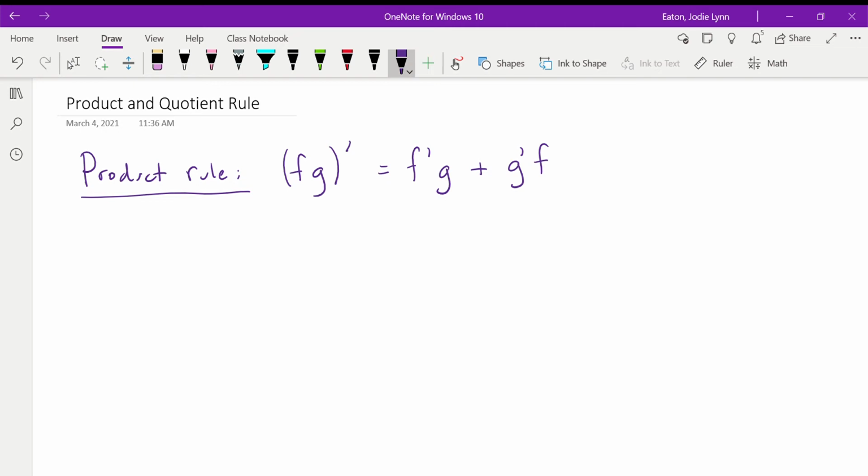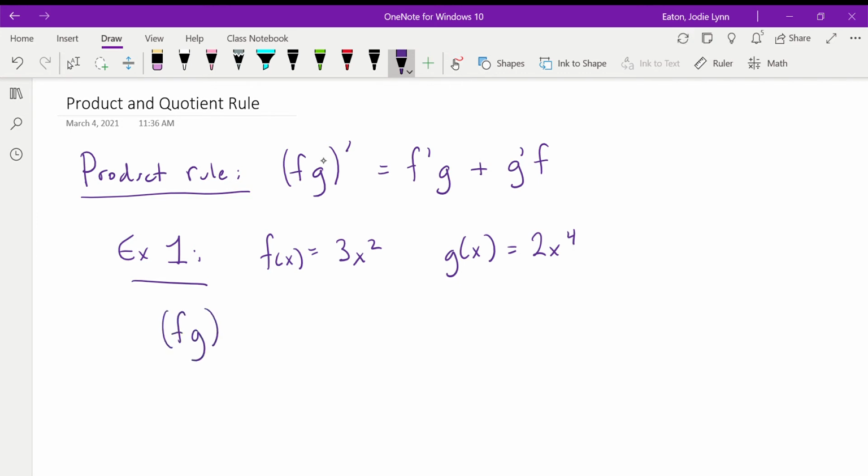Okay, so let's look at a fairly simple example. If we have f of x equals 3x squared and g of x equals 2x to the fourth. Okay, so we're going to do the derivative of f times g. So f prime is equal to 6x. g prime equals 8x to the third. So those are our derivatives.